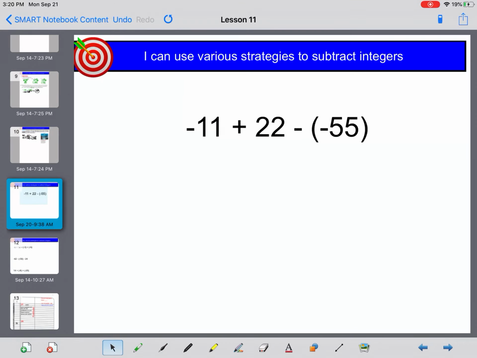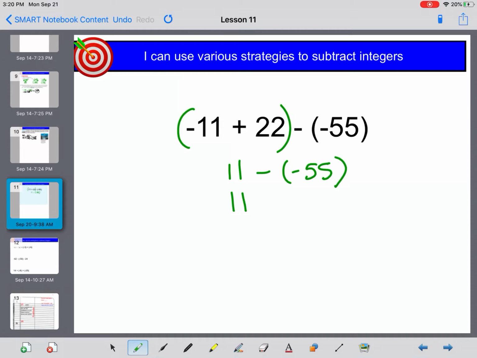Now, just like yesterday, we are going to apply this to a string of numbers, and we know that when you have adding and subtracting in the same expression, to simplify, you add or subtract in the order it occurs in the problem from left to right. In this case, we're going to add first. Negative 11 plus 22 is positive 11 minus negative 55. So now I'm going to rewrite this as an addition problem. Change this to the opposite of negative 55. So my real problem is 11 plus 55, which is 66.